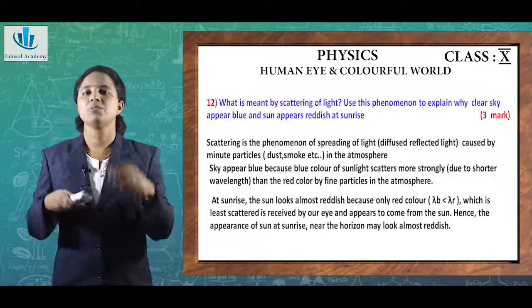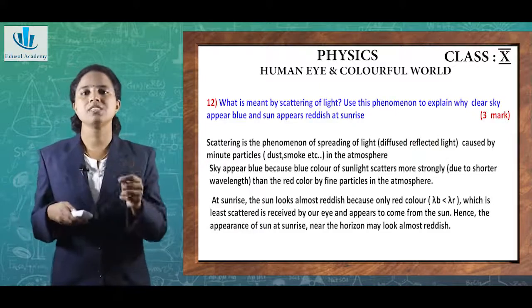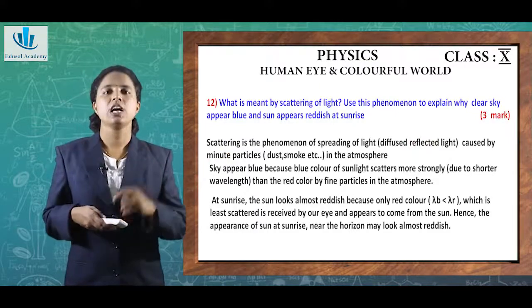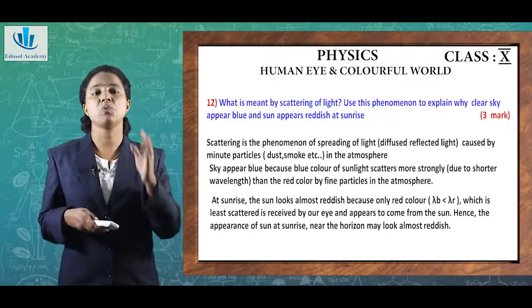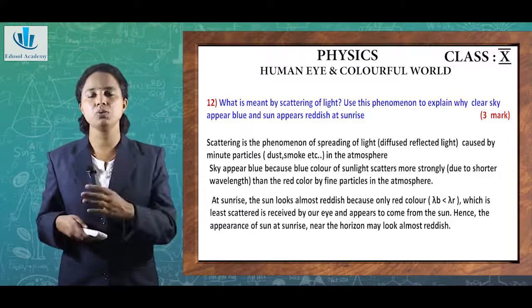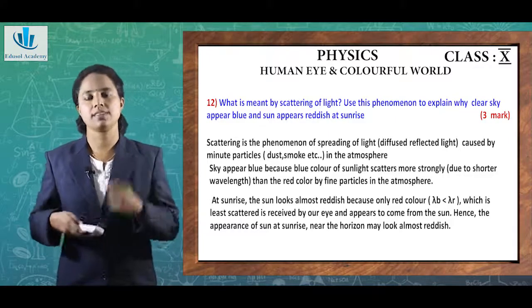Moving on to the next question, what is meant by scattering of light? Use this phenomenon to explain why clear sky appears blue and sun appears reddish at sunrise.